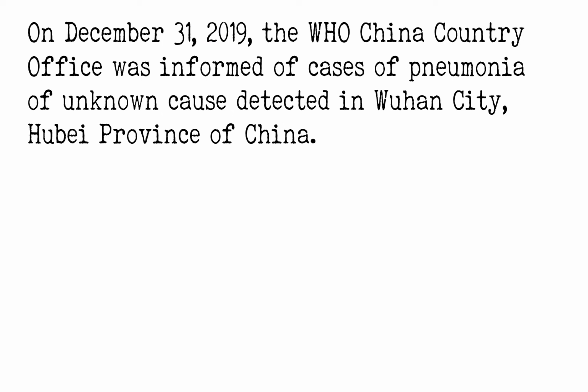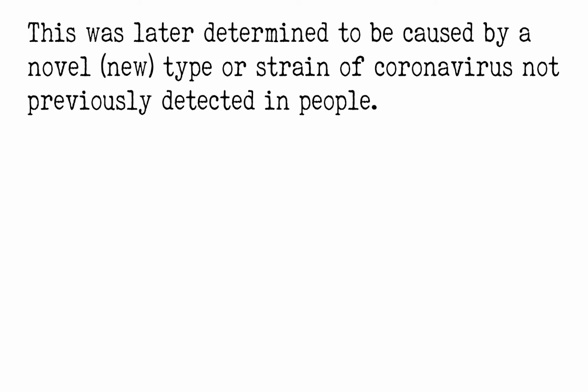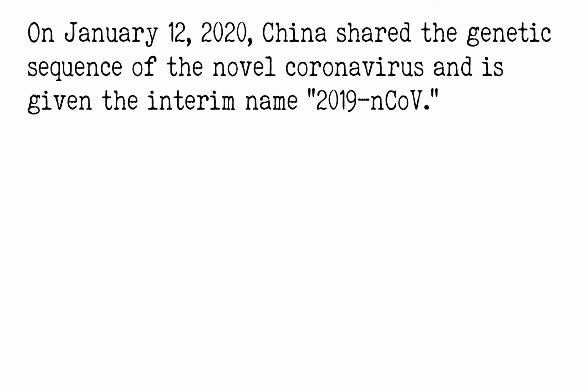Let's have a short history of the disease. It was December 31, 2019, when the World Health Organization in China was informed about a case of pneumonia of unknown cause detected in Wuhan City. When the WHO investigated on this, they determined that the cause of the disease is not something that they know about. But it was January 12, 2020, when China shared the information about the disease with the world to be able to have other scientists take a look at the genetic sequence and labeled it as 2019 nCov.